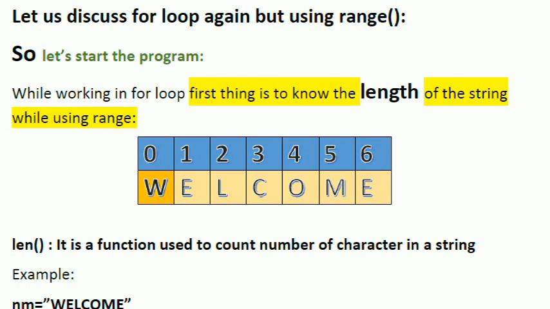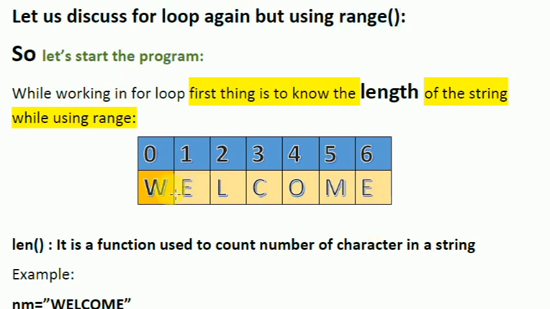Now let us discuss the for loop with a different method. In this case, we are not supposed to use "in" with for. We are going to use range. Now you know the meaning of range: we pass two parameters, starting and ending. In this case we are going to do the same thing, but we are going to work on strings.